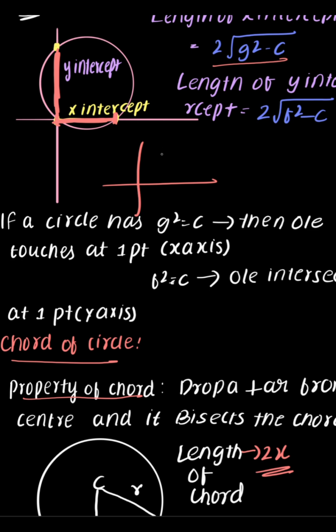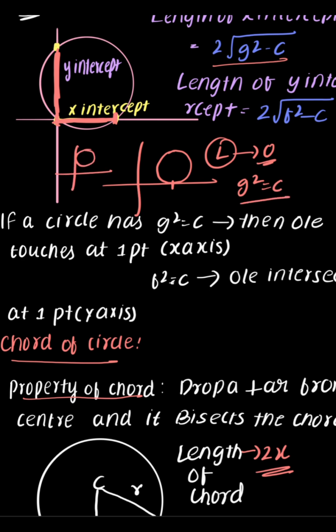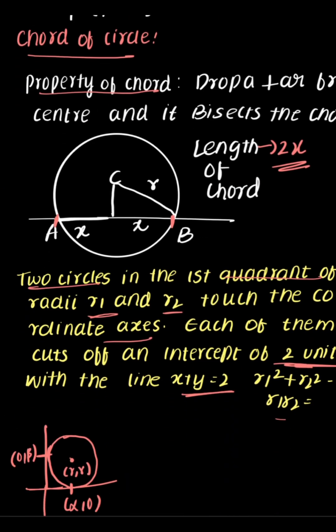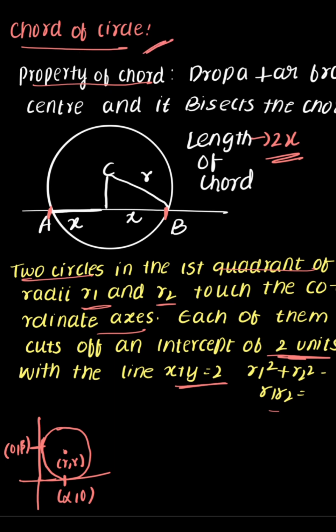Now let's say I consider a circle that's like this. So it's intersecting the x-axis at only 1 point. In this case, we can say that the length of intercept is actually 0. So that means g square equals c. Or if we consider a case where it's kind of like this, then f square equals c, because I've just equated the length to 0. Right.